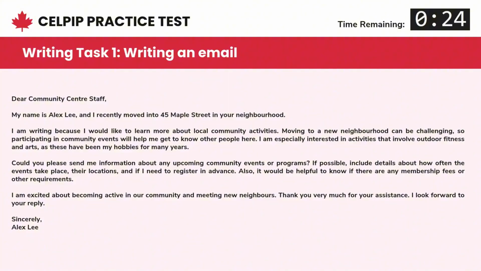As a beginner or lower intermediate learner, it's helpful to organize your email clearly, like this example. Start each paragraph with a simple sentence explaining its main idea. Use linking words to make your writing smoother and easier to understand. Always remember to close your email politely to leave a good impression on the reader.